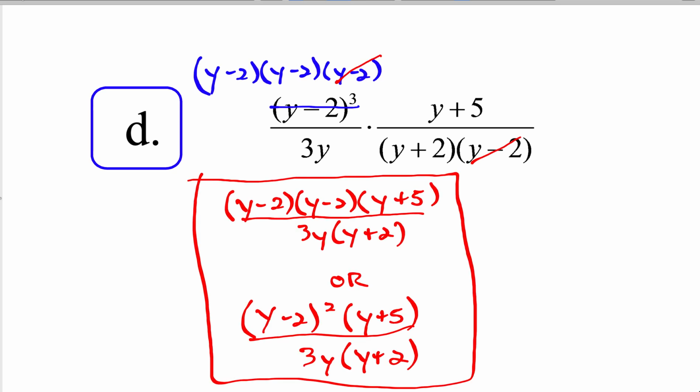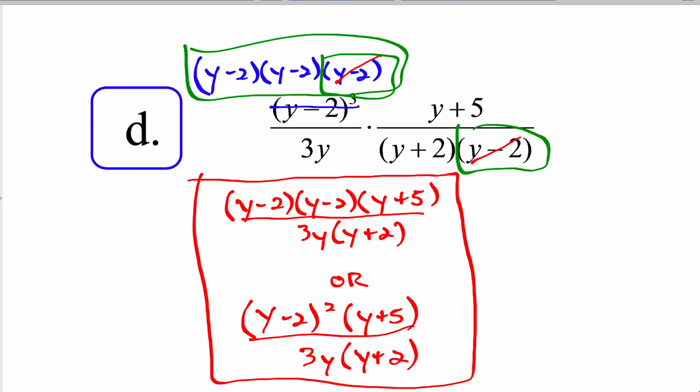Okay, this one, the big deal is if you see y minus 2 cubed, that means y minus 2 times y minus 2 times y minus 2. Okay, and now again I can cancel binomial, and binomial cancel. Okay, and now this answer you can write as either this answer or y minus 2 times y minus 2 is the same as y minus 2 squared.